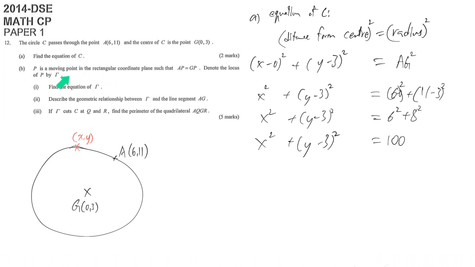In part B, they say that P is a moving point such that AP is equal to GP. That means there are some possible positions for P in between A and G so that PA and PG have the same distance. One example is the midpoint directly, so this is the first possibility. Or a little bit further away so that these two are the same distance to form an isosceles triangle. So also here, maybe like this to have the same distance. So this will be a straight line finally.